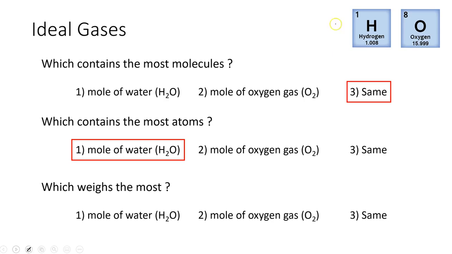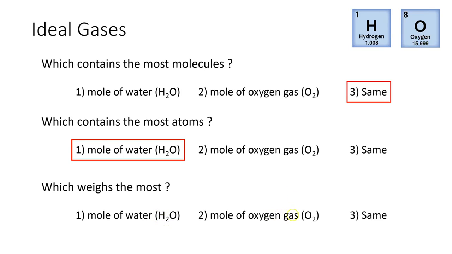Okay, so for this, I would use the 2 squares from the periodic table shown up in the top right-hand corner. Here, the molar mass of hydrogen is 1 gram. The molar mass of oxygen is approximately 16 grams. And so when we think about the molar mass of water, it's going to be 2 times the molar mass of hydrogen. So in other words, that's 2 grams plus the molar mass of oxygen, which is going to be 16. So that's a total of 18 grams per mole.